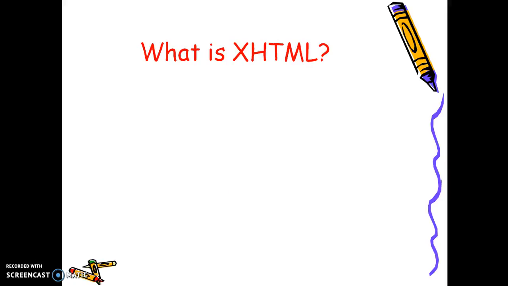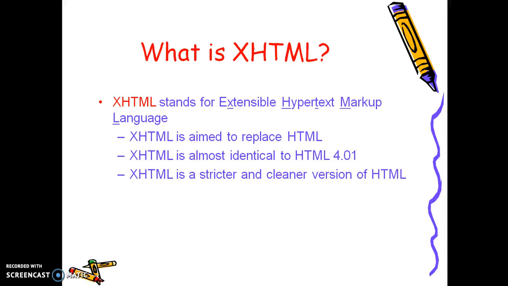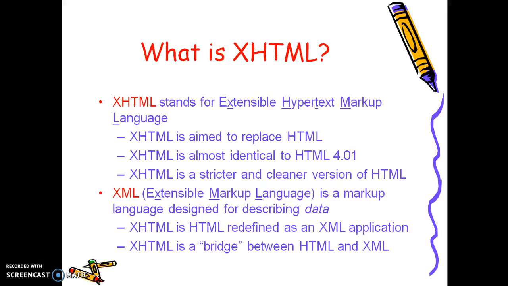Now the next topic is what is XHTML. XHTML stands for Extensible Hypertext Markup Language. Here there are some points given. The first one is XHTML is aimed to replace HTML. Then XHTML is almost identical to HTML 4.01. Next, XHTML is a stricter and cleaner version of HTML. XML stands for Extensible Markup Language, a markup language designed to describe data. XHTML is HTML redefined as an XML application. XHTML is a bridge between HTML and XML.